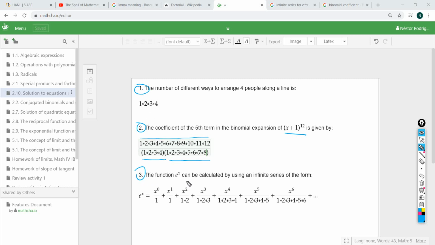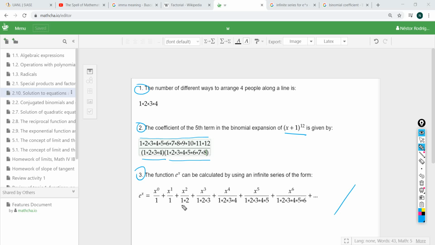And what about number 3? Look, the exponential function e to the x can be calculated by using an infinite series of the form. Look at this. I don't know if you have seen this before. If you want to calculate e to the x by hand and not use a calculator, you can use this series until infinity. Of course, you're going to stop somewhere, and all you will get is an approximation, but it could be a good approximation.